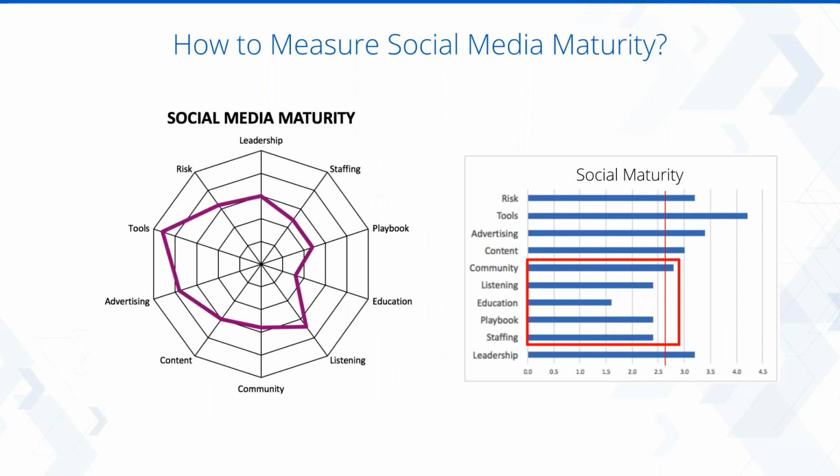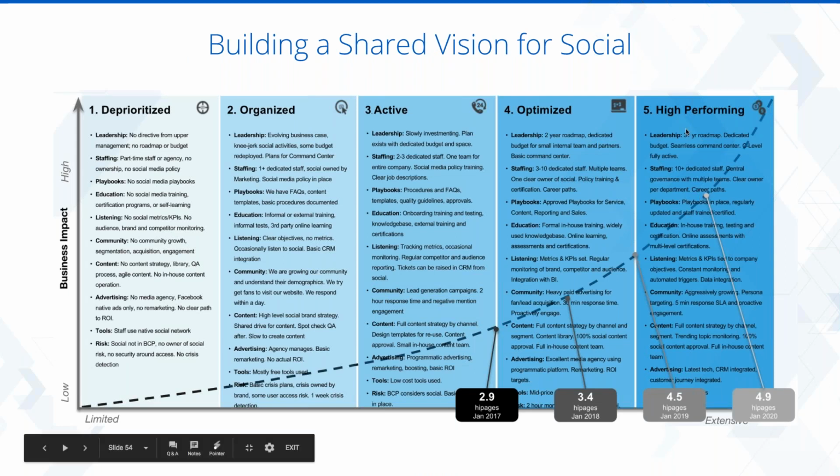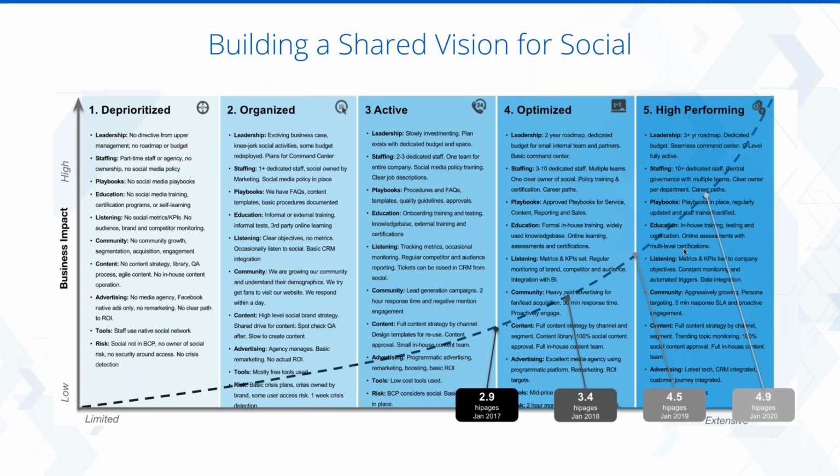Another really great way of doing it is visualizing what you see as a level 5 social maturity, and then looking at it across different aspects and rating yourself. Then you can start to identify your gaps and where you need to grow. Being able to measure your maturity allows you to figure out what your longer-term roadmap is. So you could say by 2020 we want to be 4.9, and this is what 4.9 means to us.